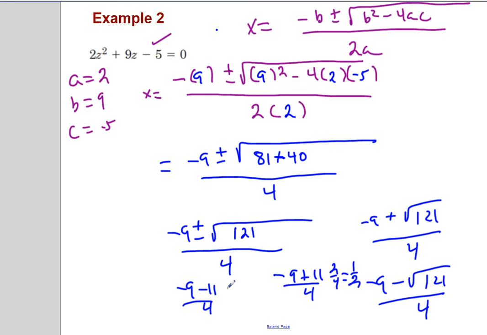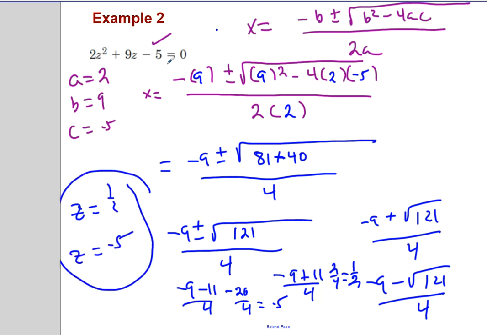Okay, 1/2. And that's going to be negative 20 over 4, which of course is equal to negative 5. So my two solutions are z is equal to 1/2, and z is equal to negative 5. This is actually a factorable problem. We get to solve this by factoring: what times what is equal to negative 10 when added together gives you a positive 9. That would, of course, be a 10 and 1 factor when we split the middle.